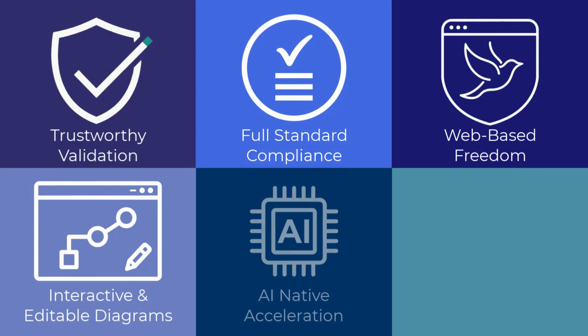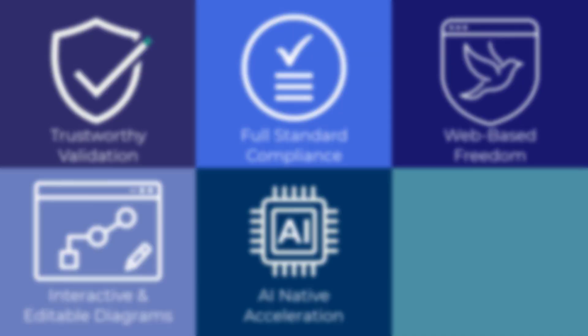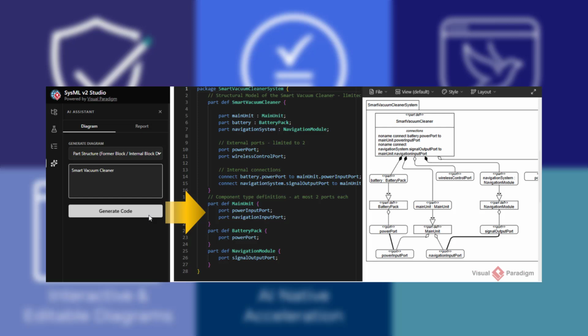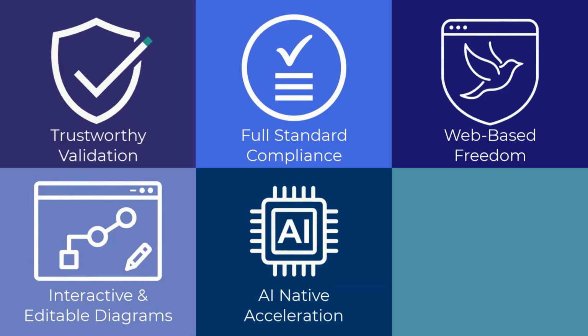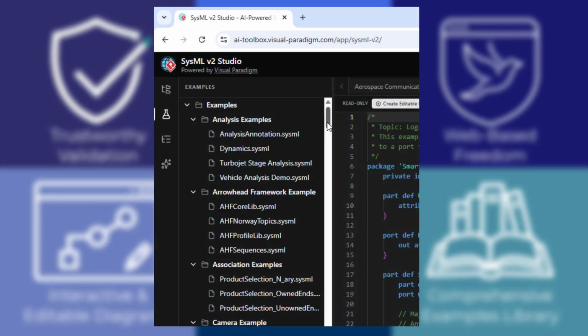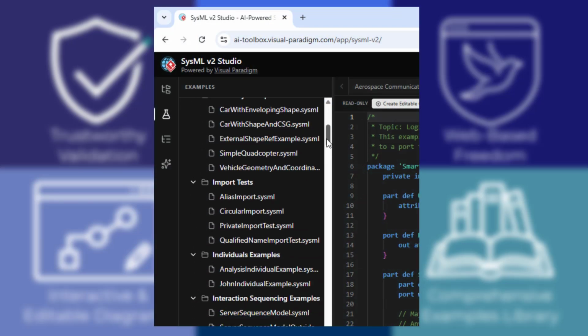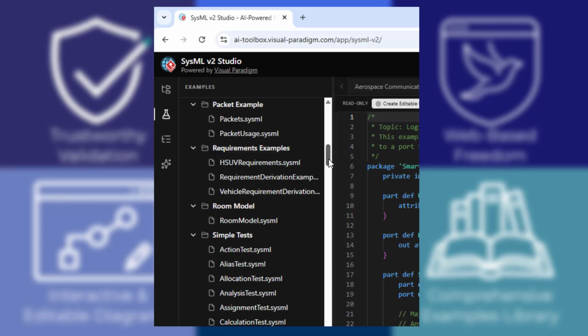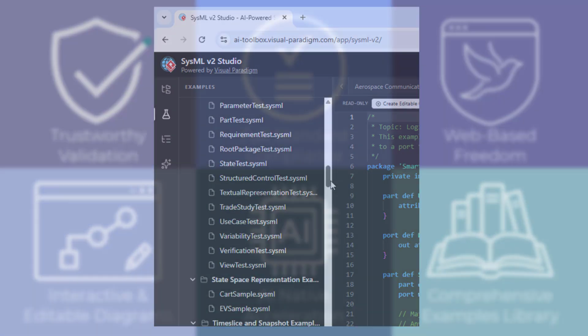AI native acceleration. From generating complete views from a simple description to transforming existing models for new contexts, our AI assistant handles the heavy lifting so you can focus on design, not syntax. A comprehensive examples library. With hundreds of training topics and real industrial case studies, you have a complete SysML V2 knowledge base ready to guide you.